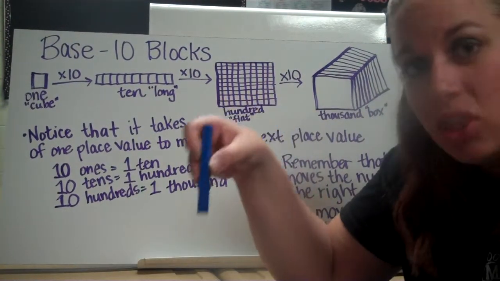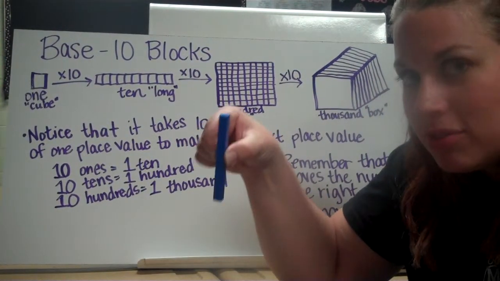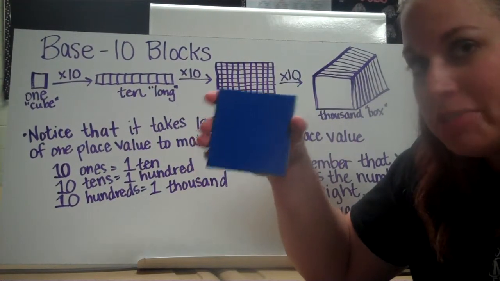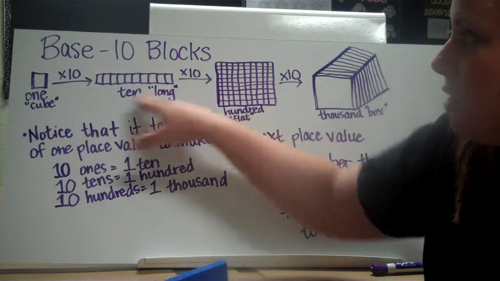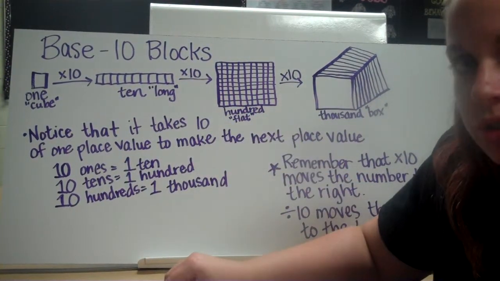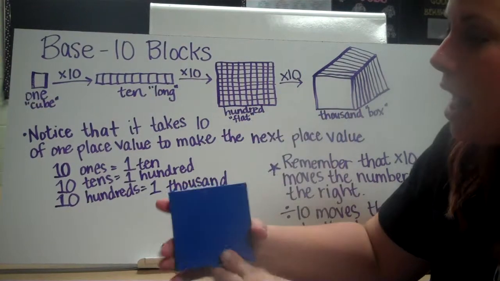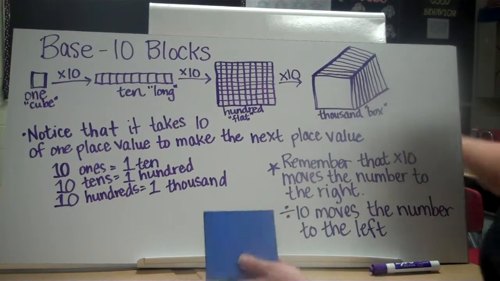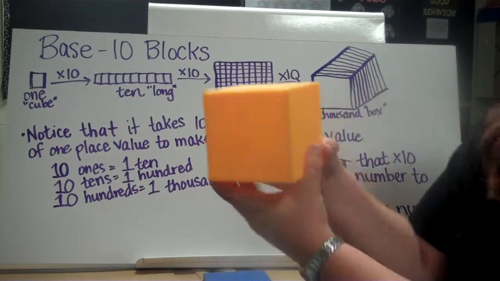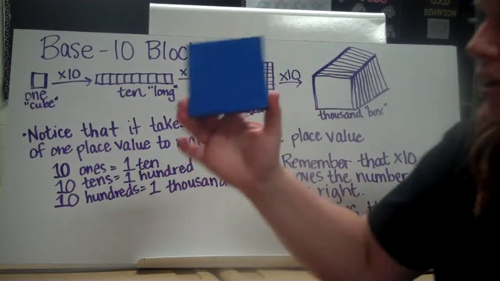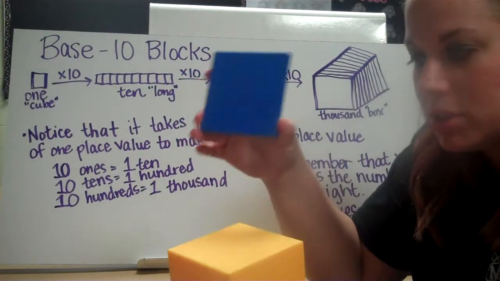If we take 10 longs, 10 of these will equal 100, which is a flat. So 10 longs times 10 equals your 100, which is a flat. And then if you take 10 of these hundreds, you get what's called a thousands box. This is what 1,000 looks like when you have 10 flats put together.